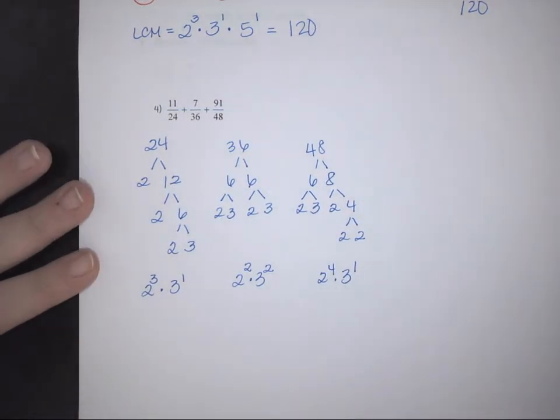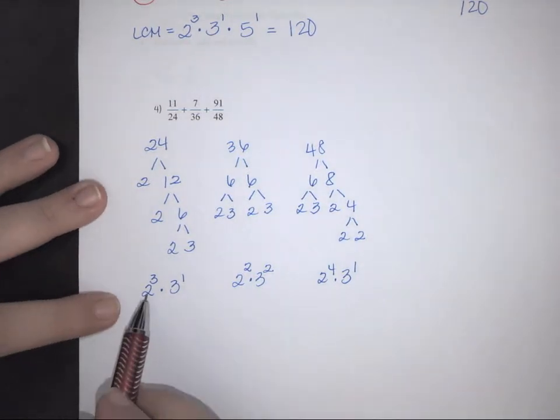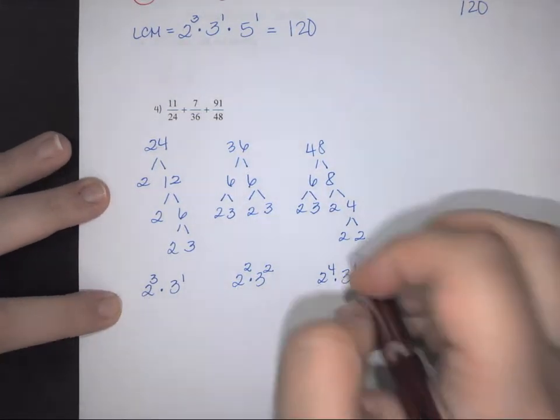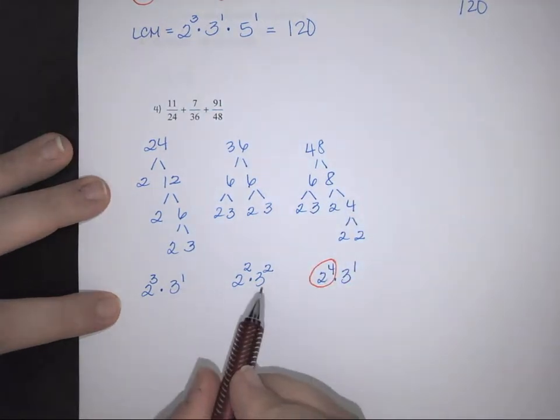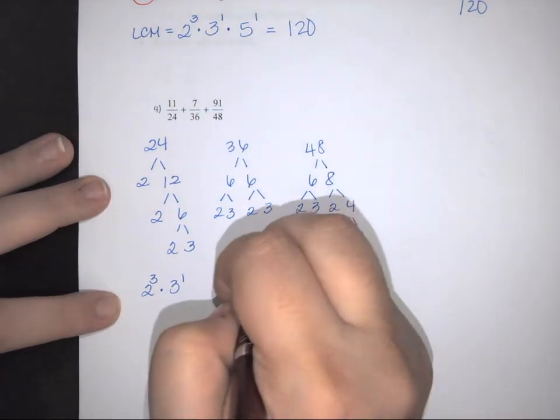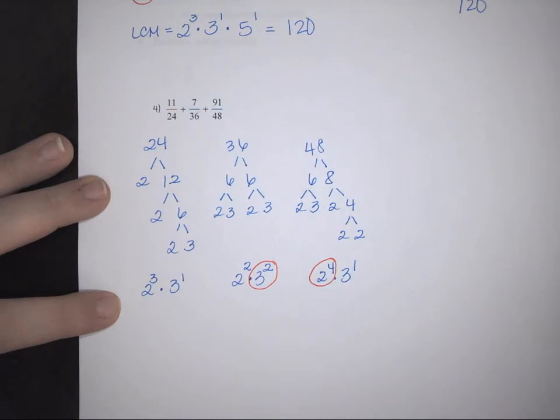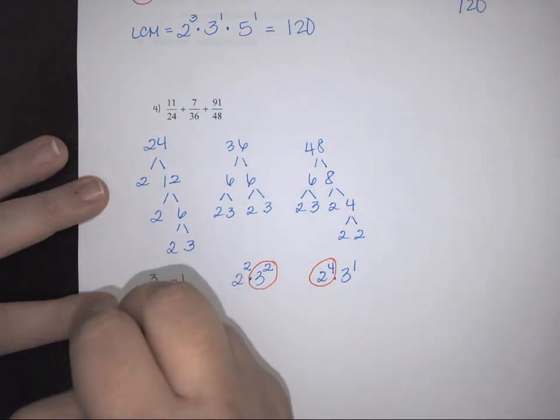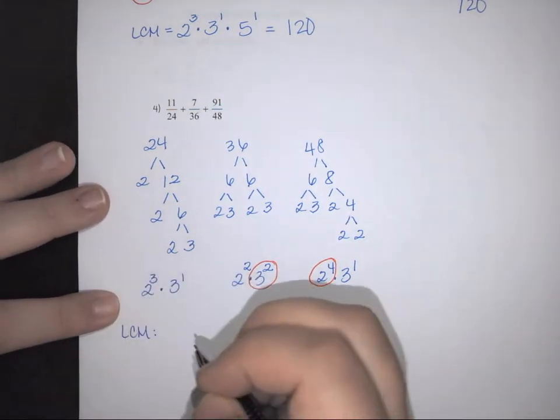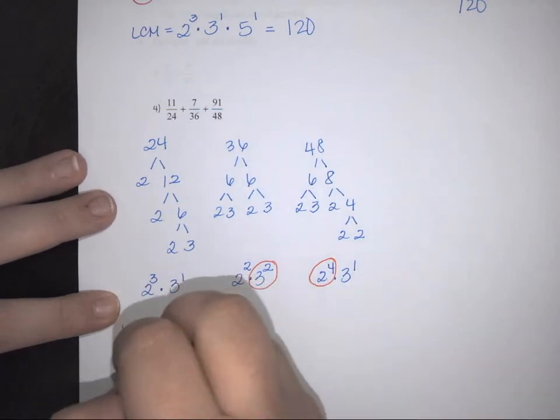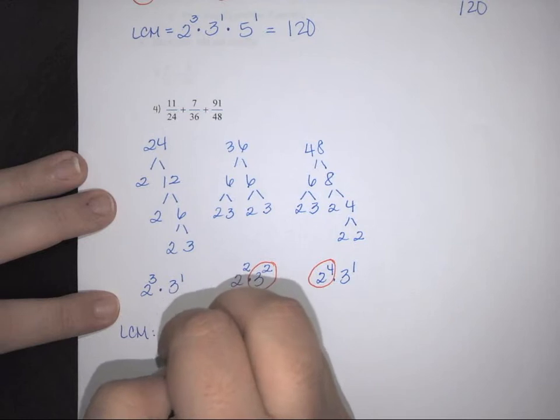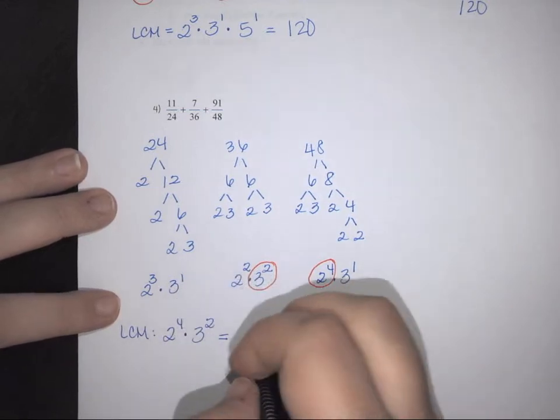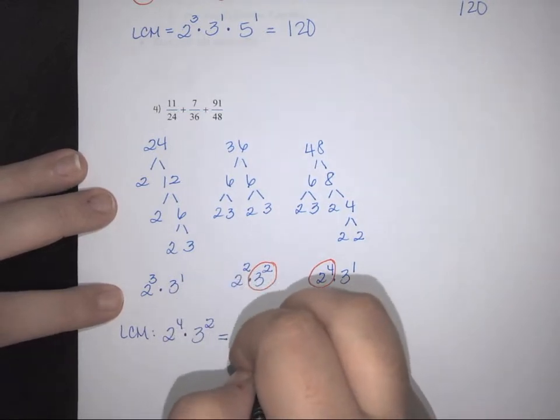So of these, we have to take the largest. So I have 2 cubed, 2 squared, 2 to the 4th, so that's the largest. Then I have 3 to the 1st, 3 squared, 3 to the 1st, so this is the largest. So to find my actual LCM, I'm going to do 2 to the 4th times 3 squared. And that's going to give me 144 as a result.